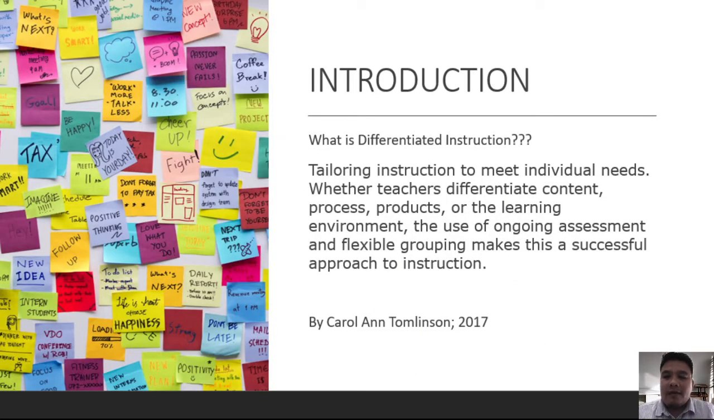Then what is differential instruction? Differential instruction is tailoring instruction to meet individual needs. This definition comes from Carroll and Tomlinson 2017. Teachers can differentiate the content, process, product, and also the learning environment in order to match with the characteristics of the student. There are three characteristics of the student that should be considered. Number one is student readiness, number two is interest, and the third one is learning profile.